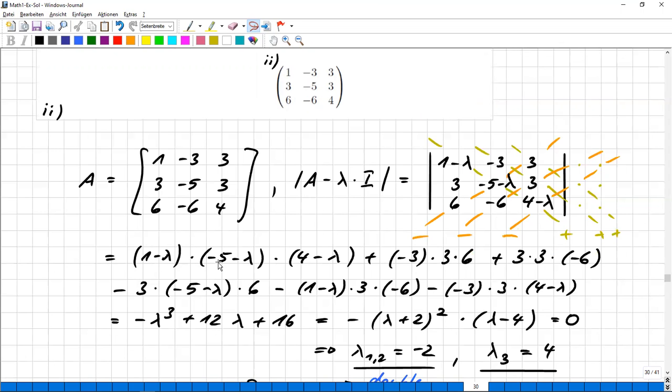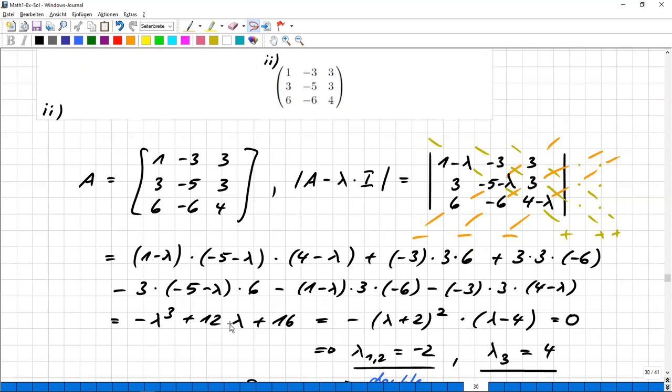1 minus 5 is negative 4, plus 4 is 0. So in the end, from here, I get 0 times lambda squared. So there's no squared element in the polynomial here. That's all I do. So it's actually relatively easy.